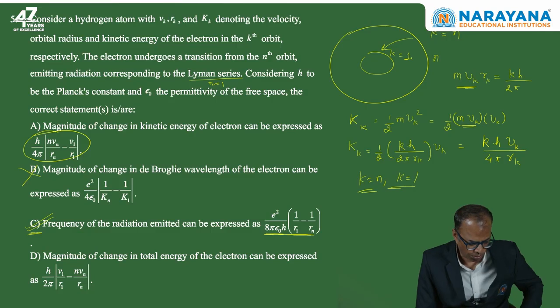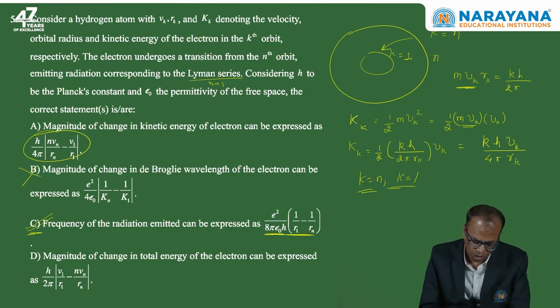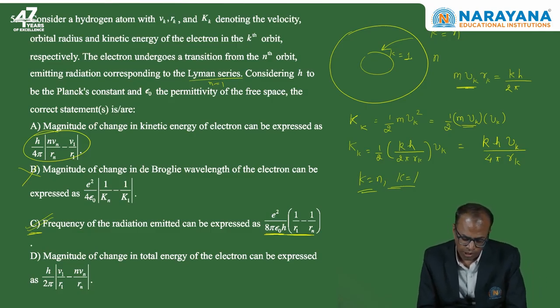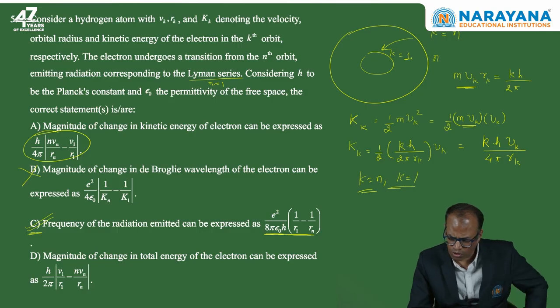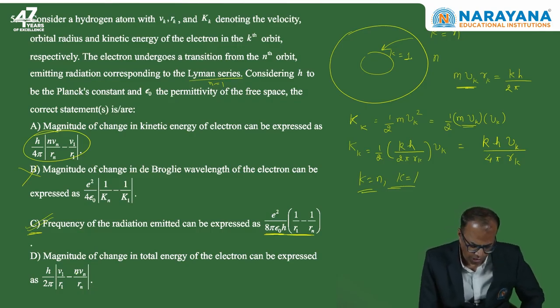Now let's talk about option D. In option D, we are interested in calculating the magnitude of change in total energy. We just calculated the magnitude of change in total energy. Now he's asking in terms of v and r, so I need to manipulate this again, h by 2 pi. I think from there I can do this.